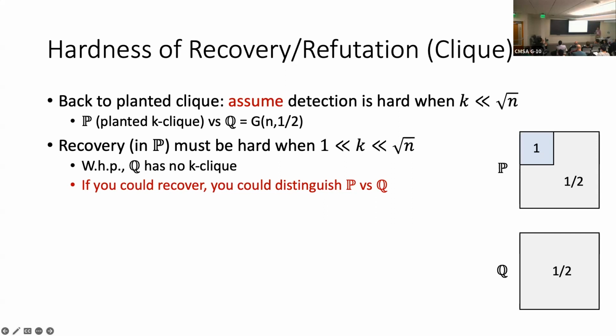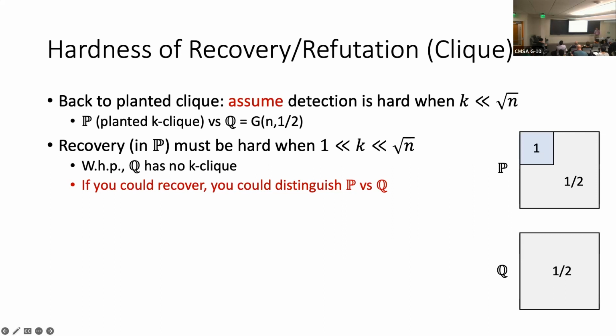Do we see why that is? So what do I do? Well, let's suppose I have a recovery algorithm, and now you ask me to distinguish. So you give me a graph and ask me which case it is. So I'm going to try running my recovery algorithm. If it finds a k clique, then I'll say I'm in this case. If it fails to find a k clique, I'll say I'm in this case.